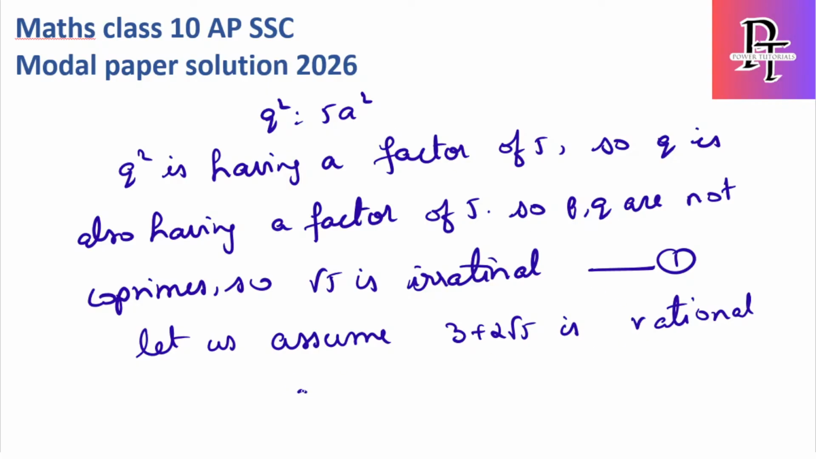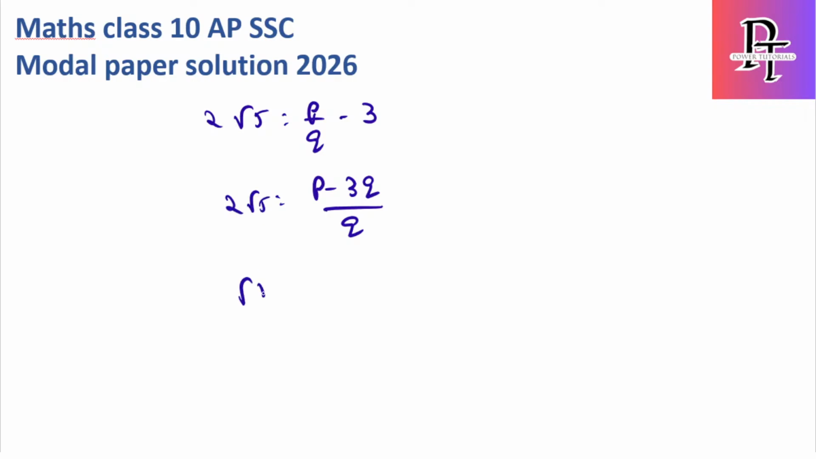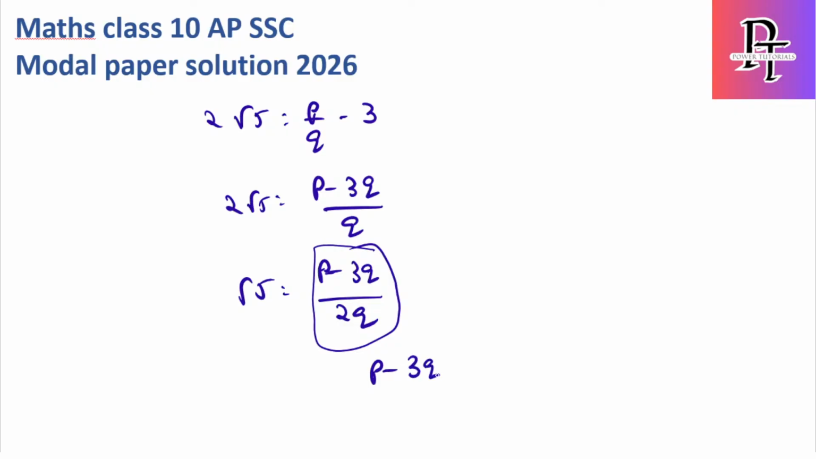So 3 plus 2 root 5 is equal to p by q. So just keep root 5 on one side and the other values on the other side. So this becomes p by q minus 3. Okay, this becomes p minus 3q by q, equal to 2 root 5. So root 5 is equal to p minus 3q by 2q. As p, q belong to real numbers, p minus 3q by 2q is rational.